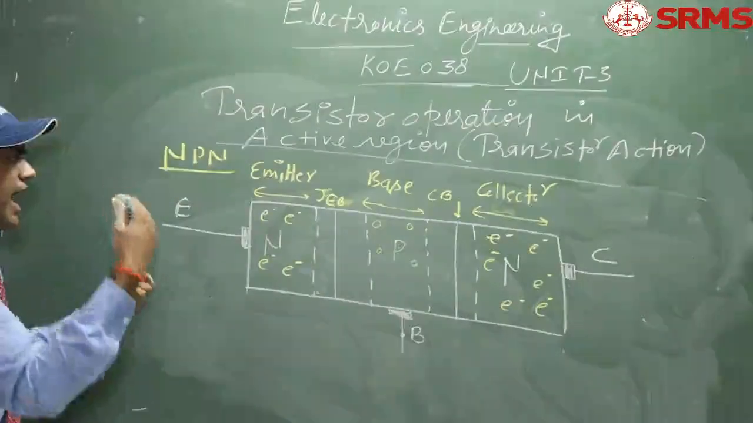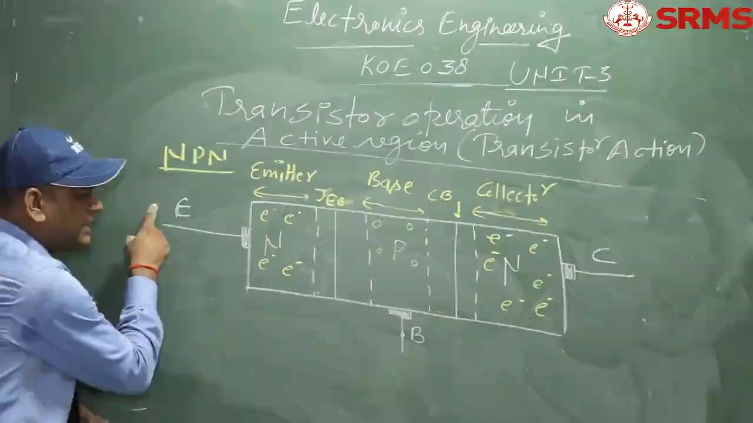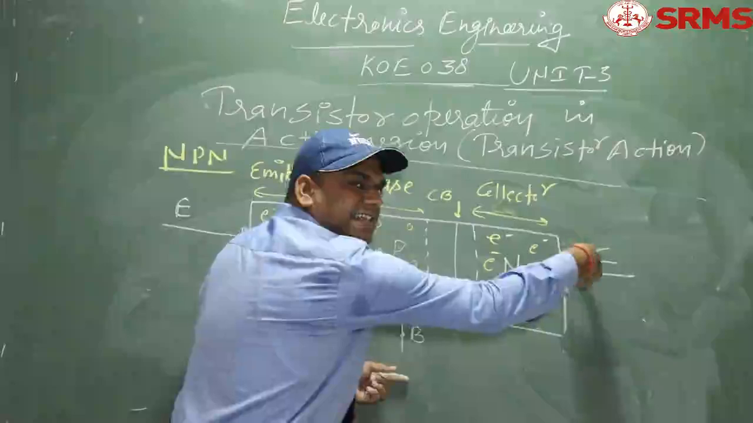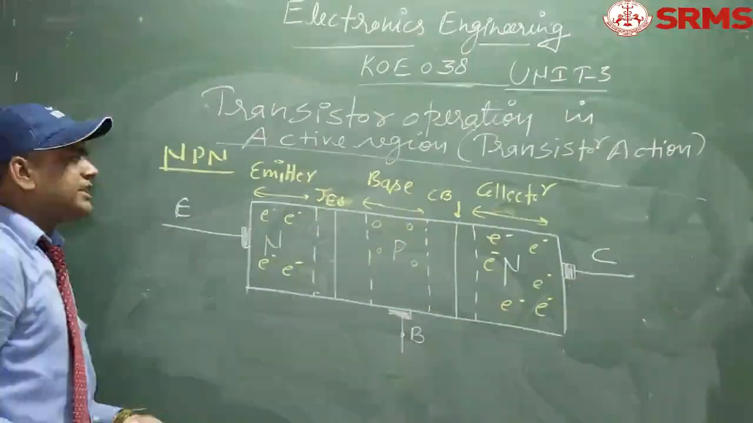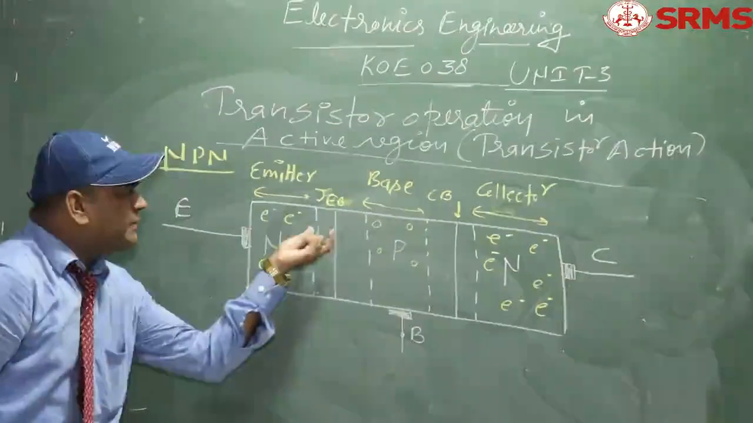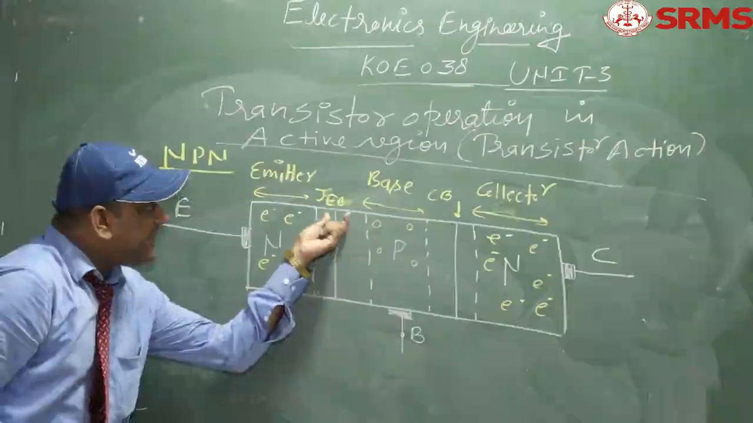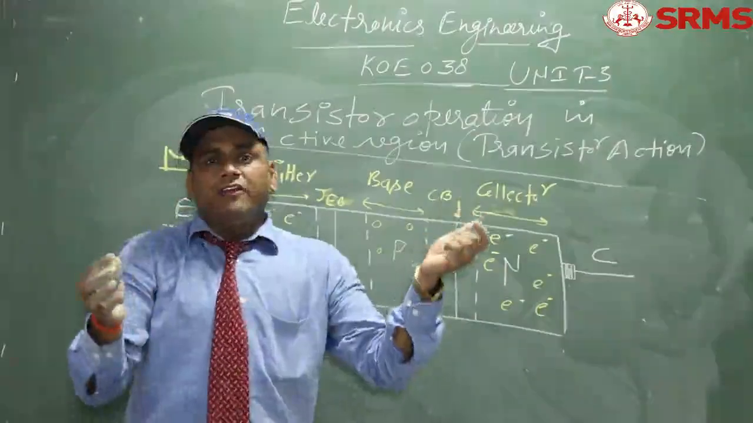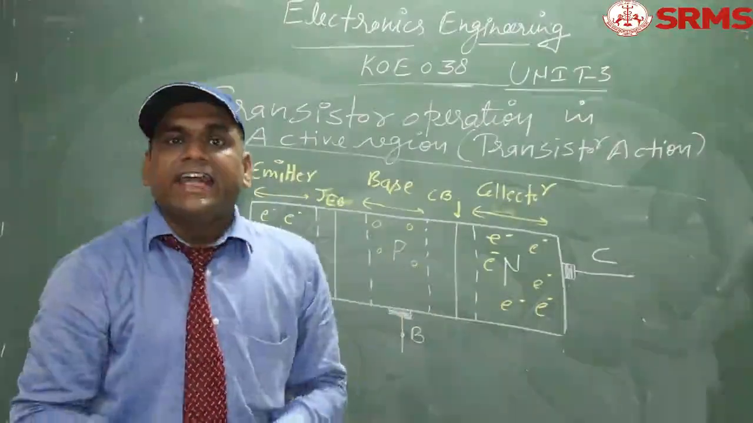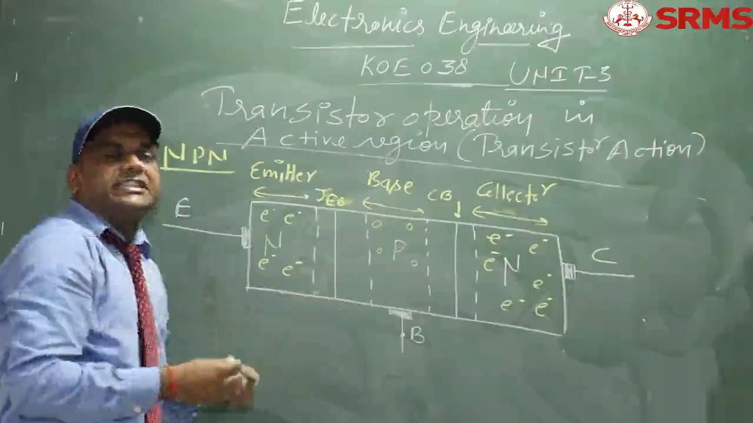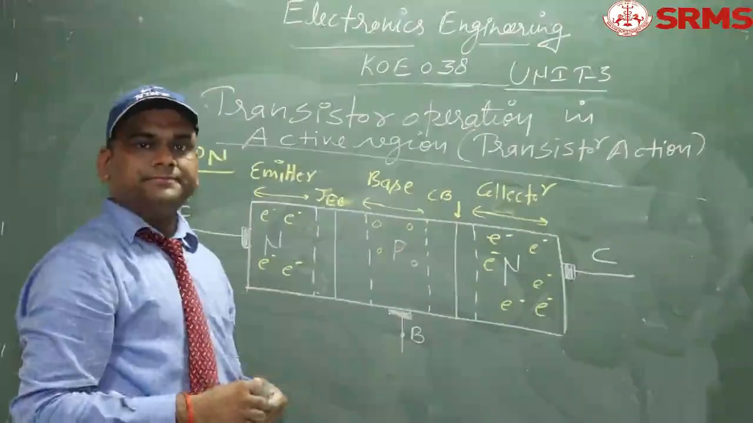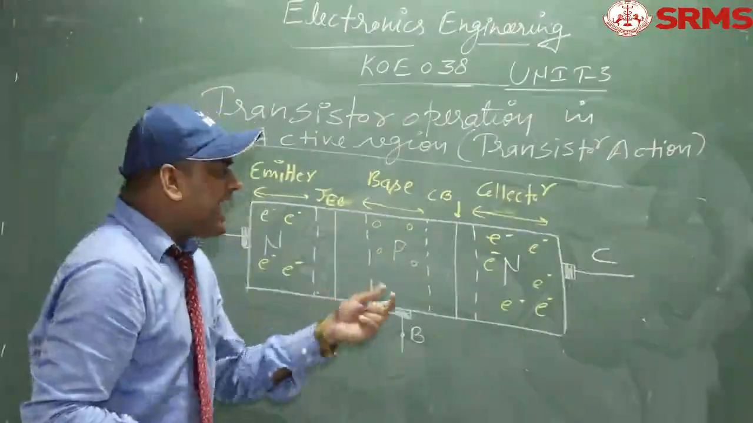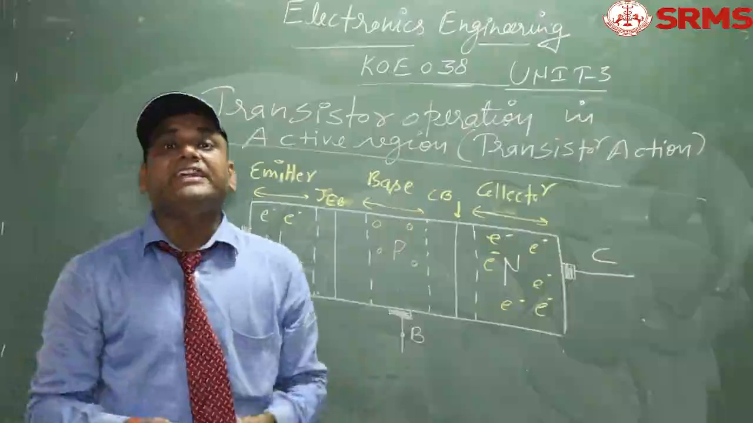Is that clear? And we have to apply the voltage at the emitter terminal with respect to the base terminal, and also apply the voltage at the collector terminal with respect to the base terminal. So there are two junctions as far as a BJT is concerned. The first junction is the emitter base junction and the second is the collector base junction. If you want to operate the transistor in the active region, the emitter base junction must be forward biased and the collector base junction must be reverse biased.